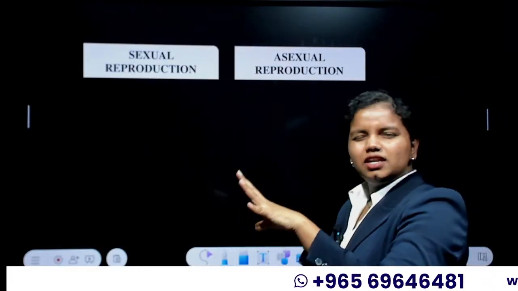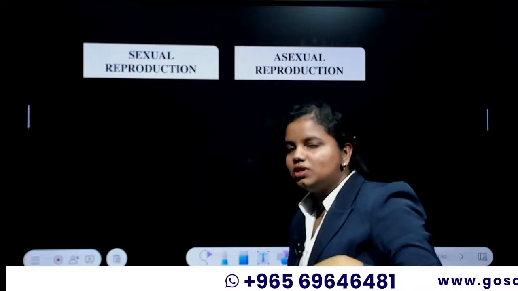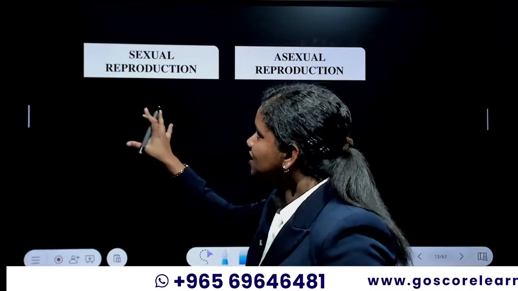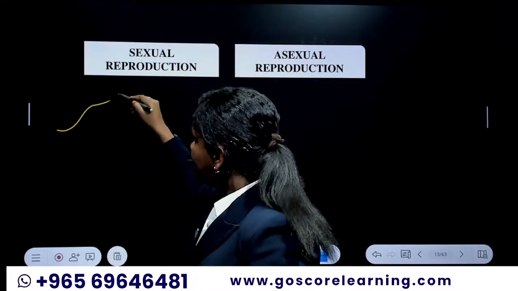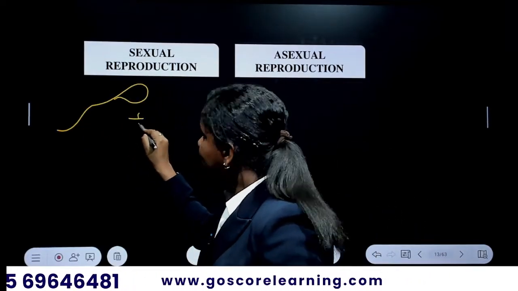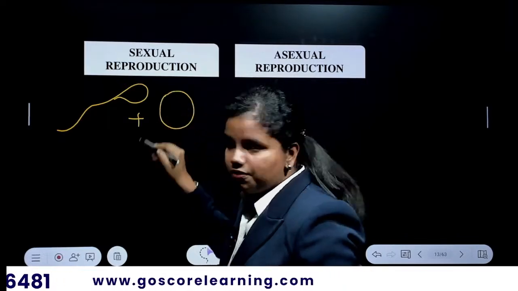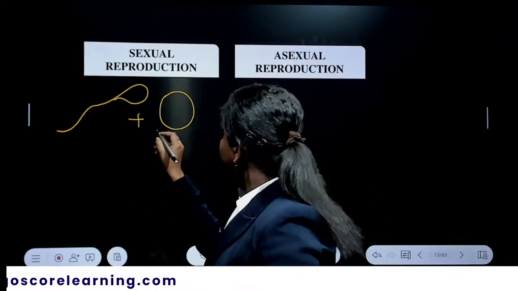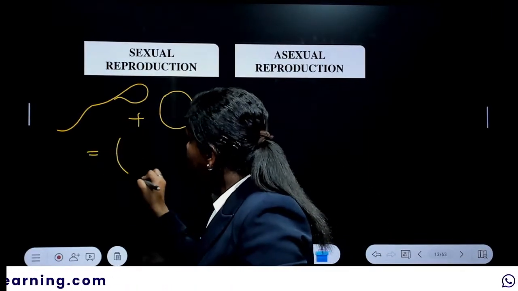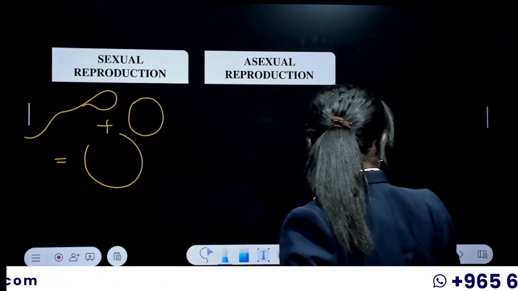Now, something I want to add on with variation is that there are two types of reproduction, right? As you know, there is sexual reproduction where there is definitely a male gamete which fuses with a female gamete, and together they form a zygote, right?